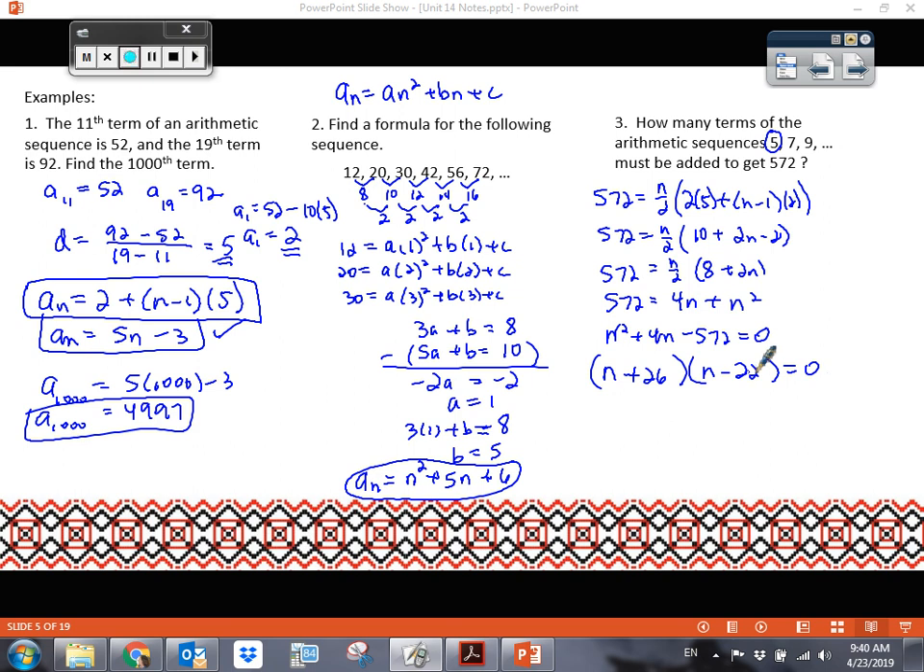So according to this quadratic, n could be negative 26 or n could be 22. Now, hopefully we know that n is not allowed to be negative. These are term numbers, and we don't have any negative term numbers. So that is not possible, and our only option is 22. So the number of terms needed to get 572 from that sequence is 22 terms. Okay? Questions about that? All right.